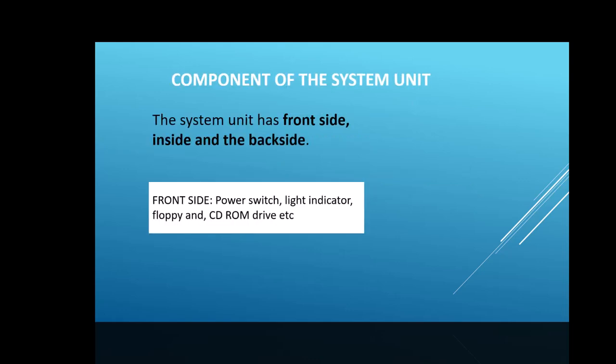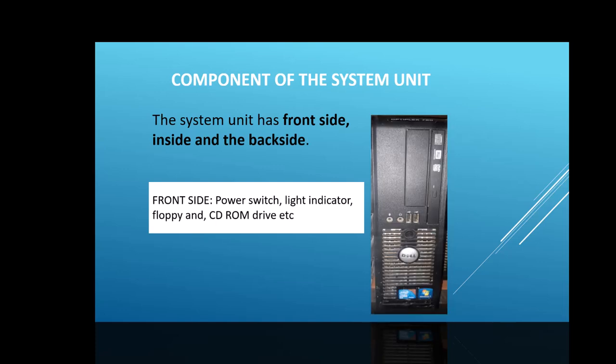Now, the system unit has the front side, the inside, and the back side, and we are going to look at them one after the other. Let's focus on the front side of the system unit. The front side has the power switch, the light indicator, the floppy drive, and the CD-ROM drive. Here is an image of the front view of the system unit. The power switch is right here. The light indicator can be anywhere depending on the machine. Then here we have the CD-ROM drive. Let's move on.